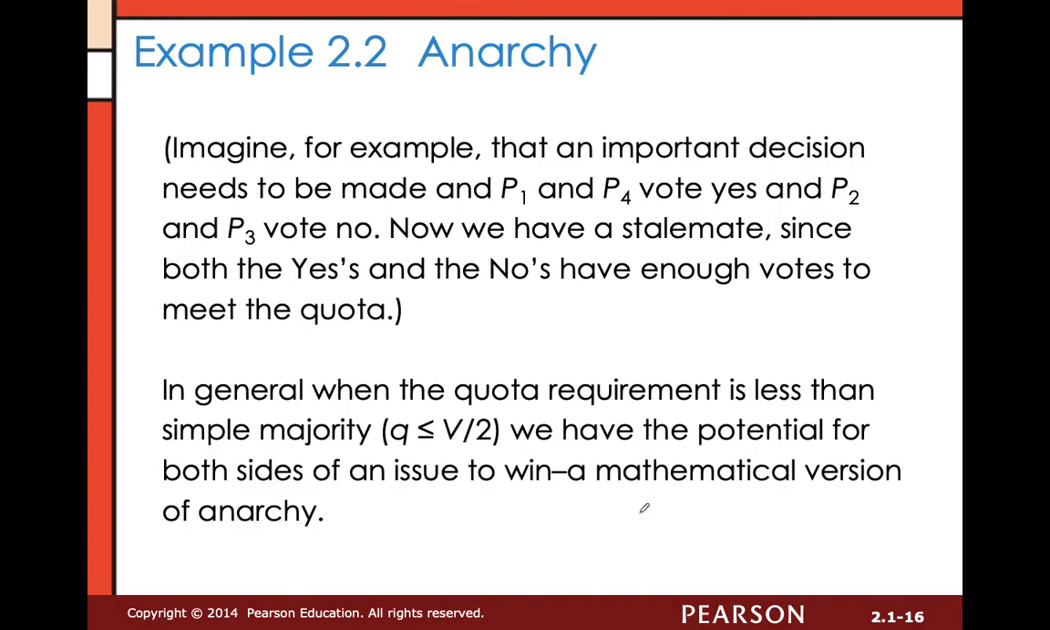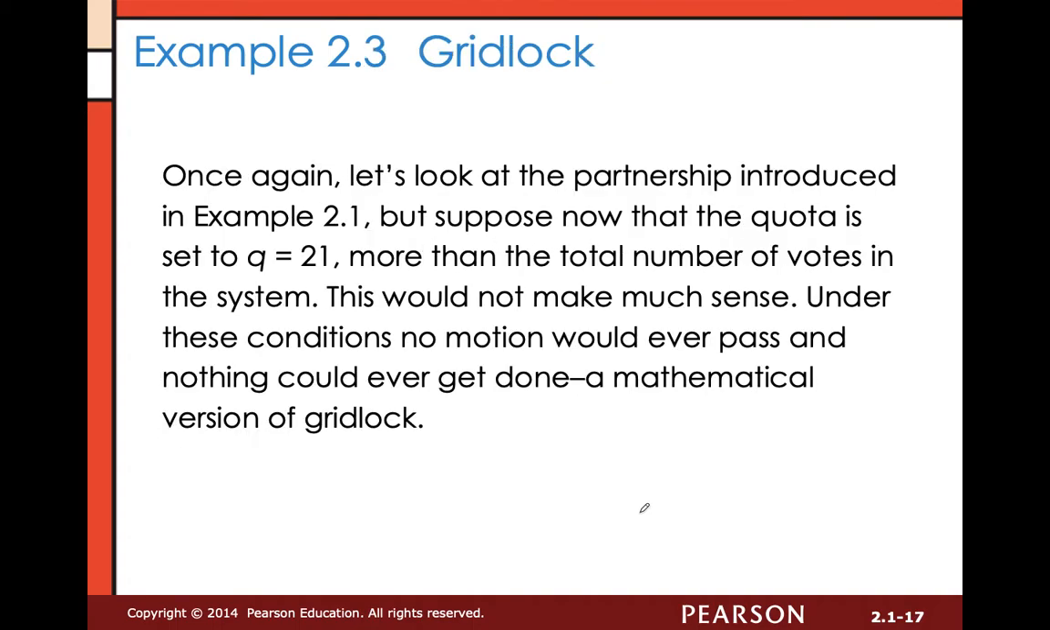So that results in a stalemate, since both the yeses and nos have enough votes to meet the quota. In general, when the quota requirement is less than a simple majority, so in this case less than 11, we have the potential for both sides of an issue to win, which is what we just saw. This is the kind of mathematical version of what we would think of as anarchy. Okay, so that was anarchy.